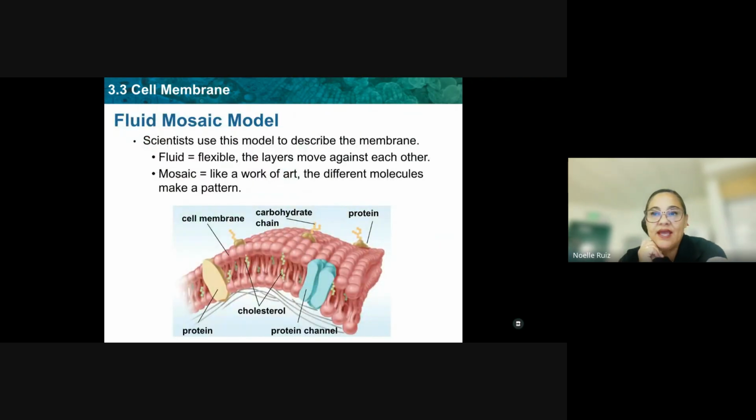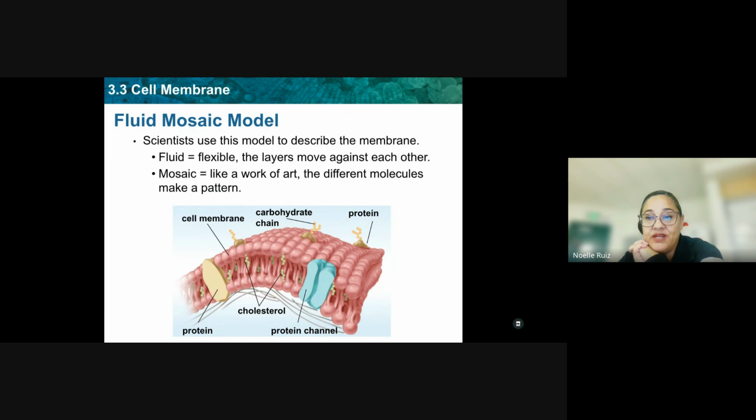The fluid mosaic model is the picture that scientists use to study this part of our cell, to study the cell membrane. Fluid means it's flexible. The layers kind of move against each other. They're not just stuck together. And then mosaic is like a work of art. Somebody made this picture and thought it looked like a work of art once upon a time, so they call it the fluid mosaic model. There's different molecules stuck in there. They make kind of a pattern.